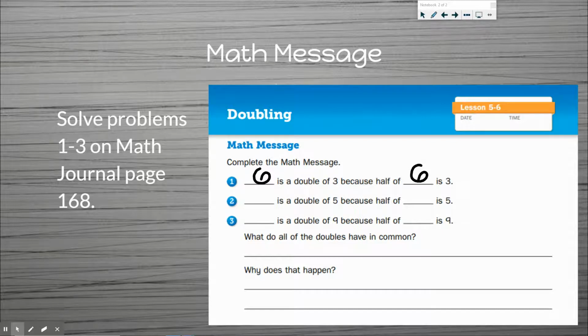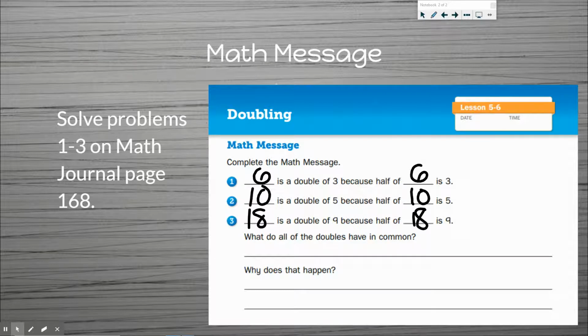All right. Blank is a double of 5. So if I double 5, that is 10, because half of 10 is 5. Blank is a double of 9. So we double 9, and that is 18, because half of 18 is 9.